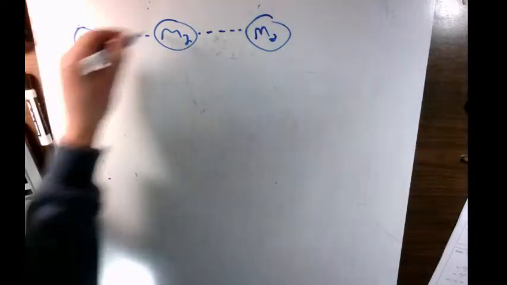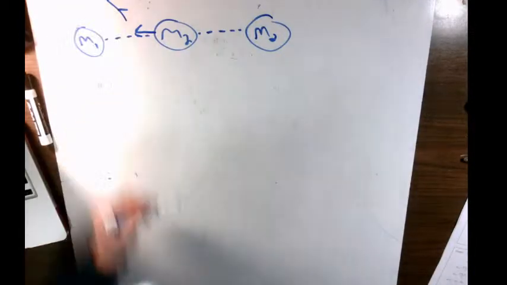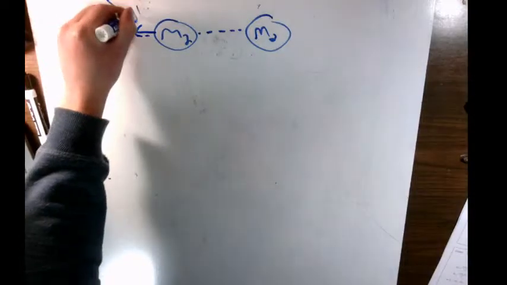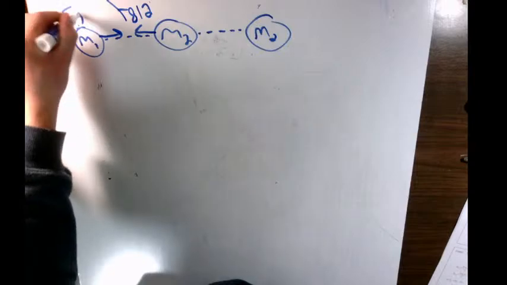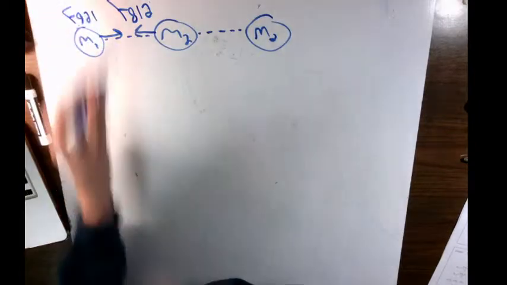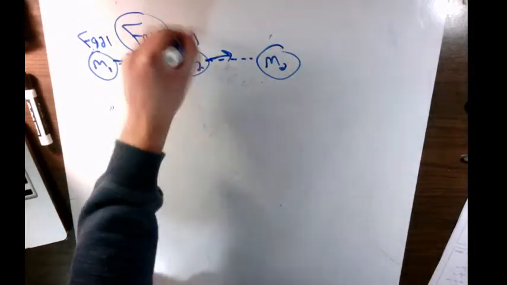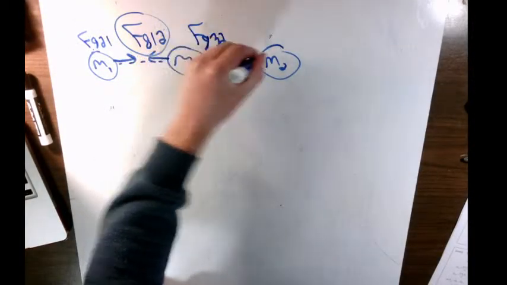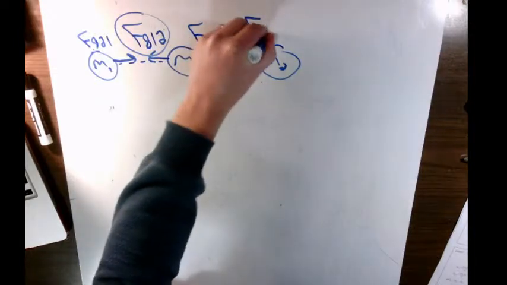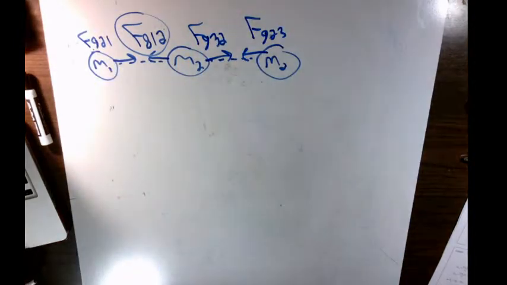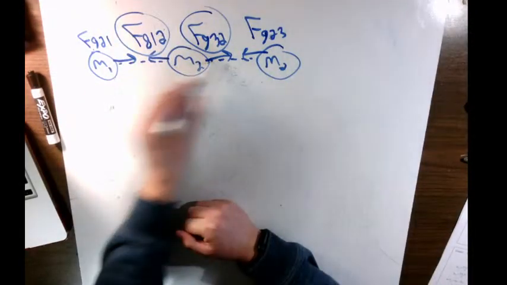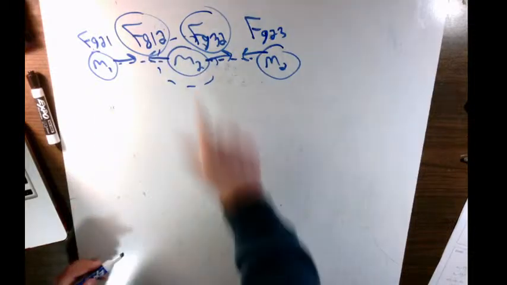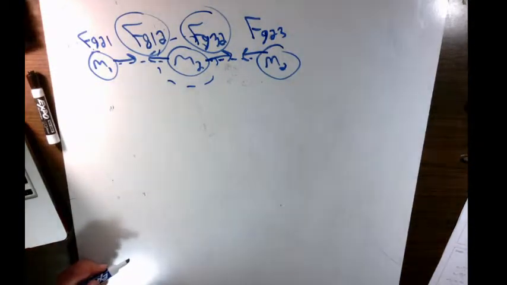So M1 will be attracting M2. We'll call that force of gravity of 1 on 2. And this would be the opposite one, force of gravity of 2 on 1. We're more worried about this one here. And on the other side, we have the force of gravity of 3 on 2, and the opposite and equal force of gravity 2 on 3. Okay, so those are our two important ones. Those are the ones that are acting on our system of mass 2, which is what we're trying to find the net gravitational force on.